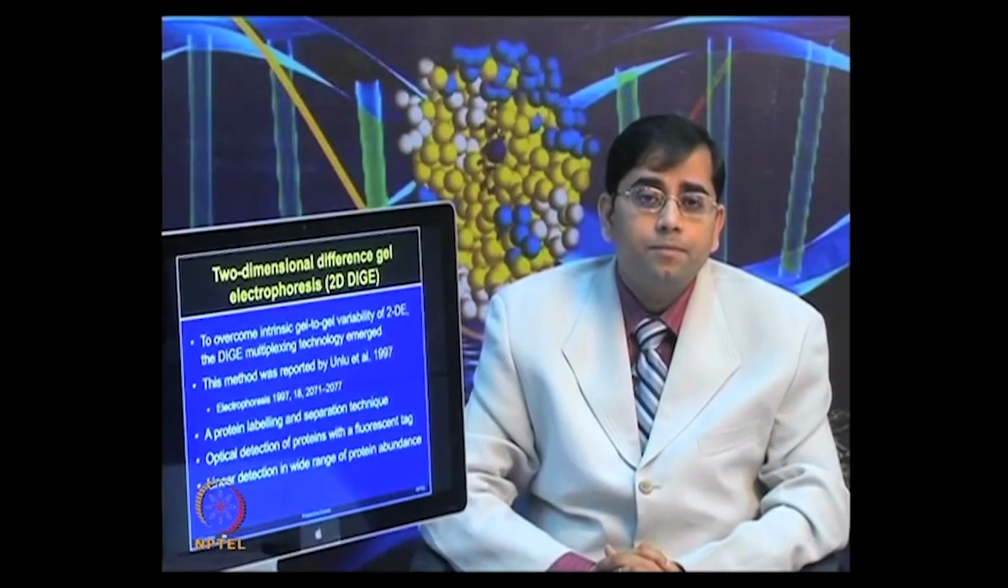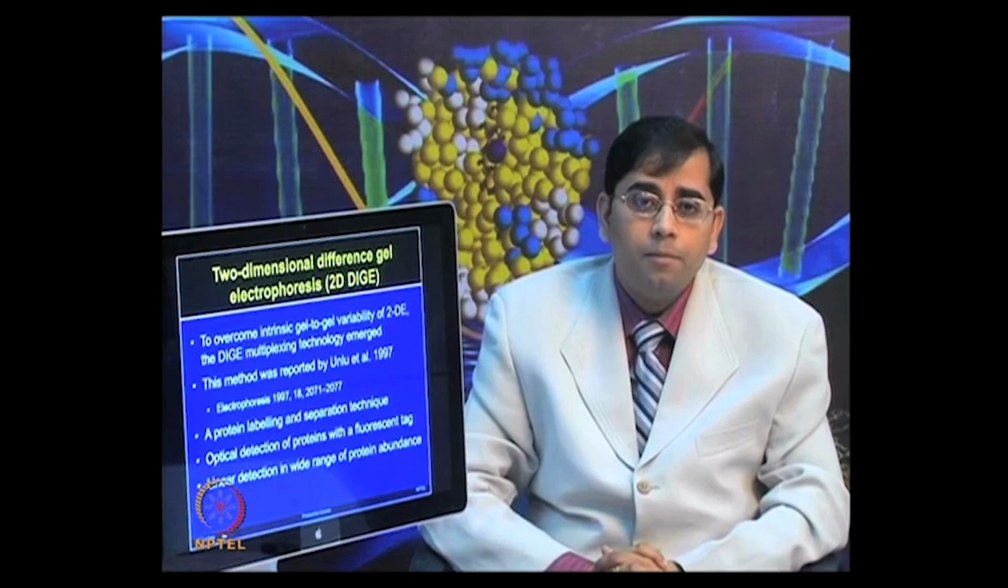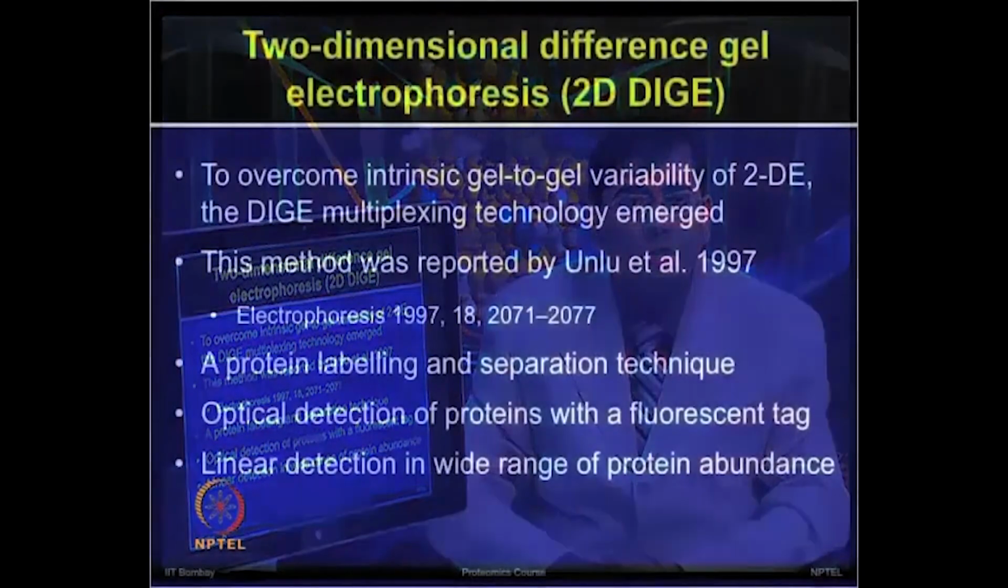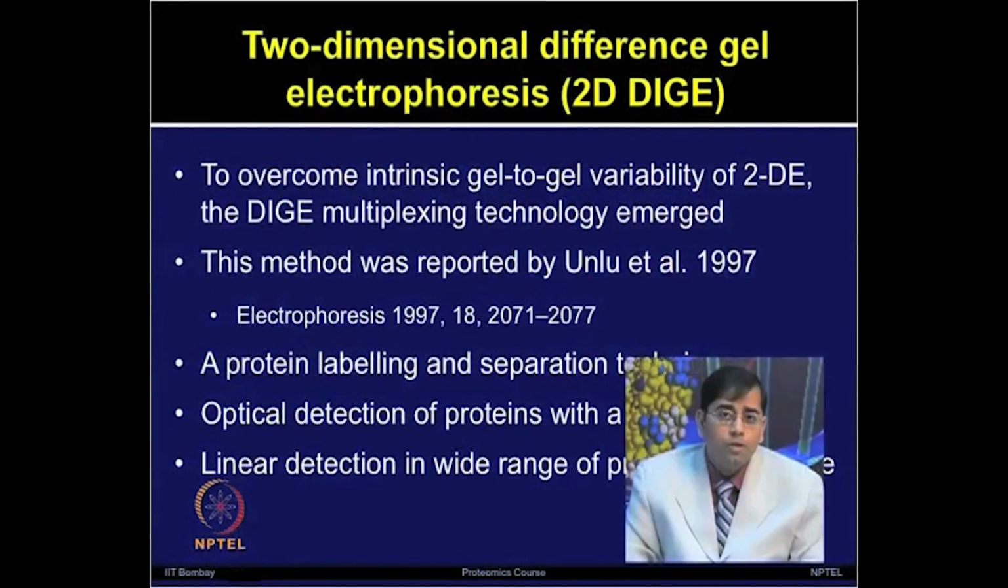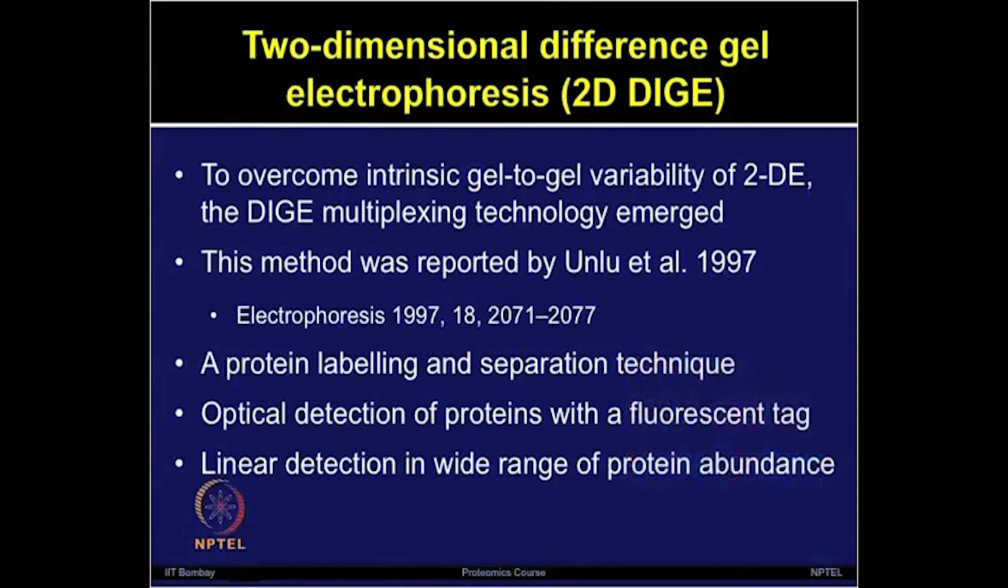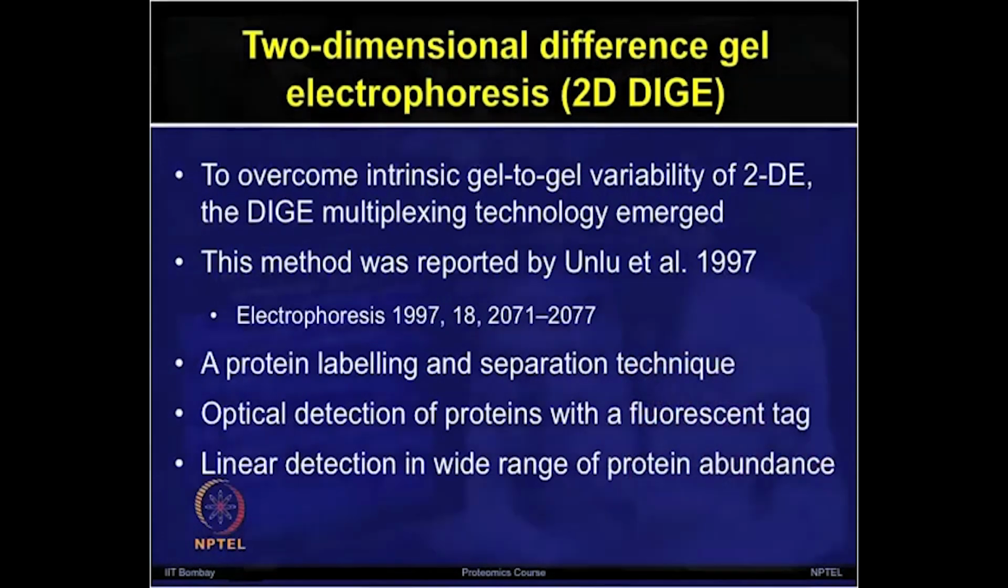The 2D-DIGE method was basically aimed to overcome the gel to gel variability which was observed in two-dimensional electrophoresis, and it allowed multiplexing of samples. This method was first reported by Unlu et al. in 1997, and it finally became very user friendly. Now thousands of laboratories worldwide are using this technology to overcome the gel to gel variations encountered by conventional two-dimensional electrophoresis.